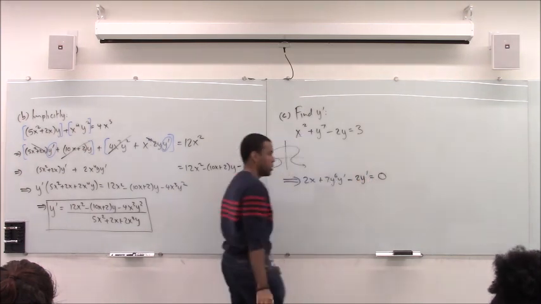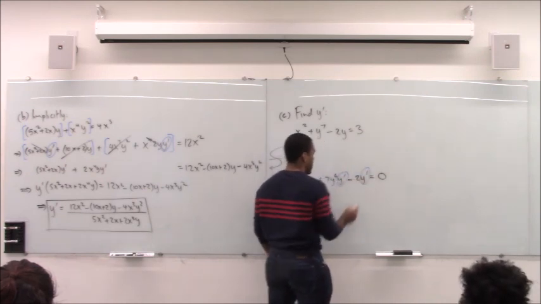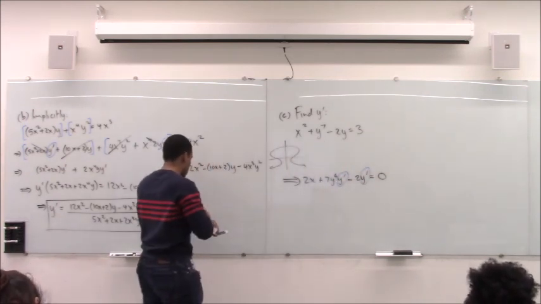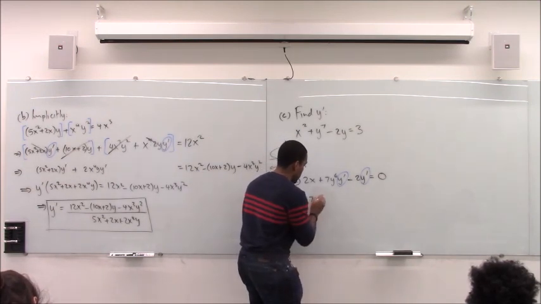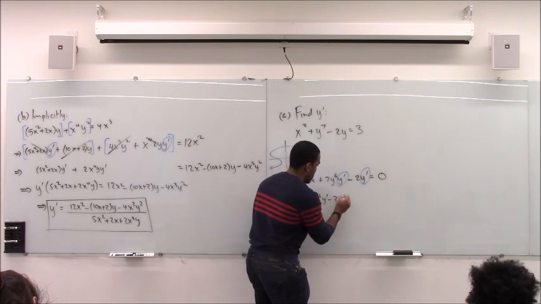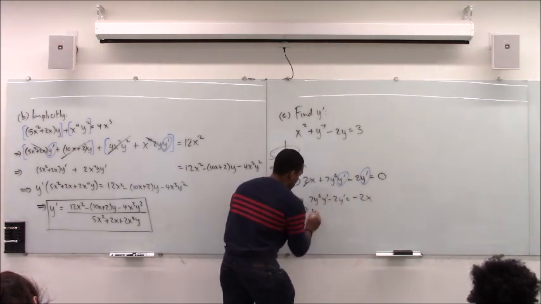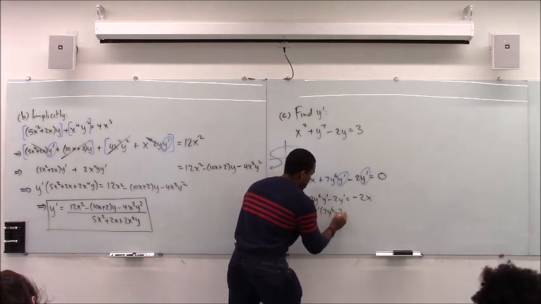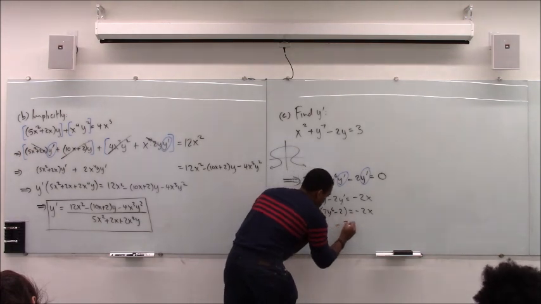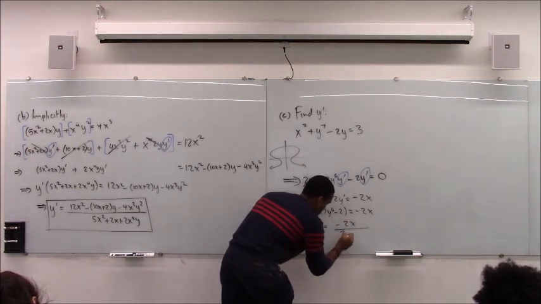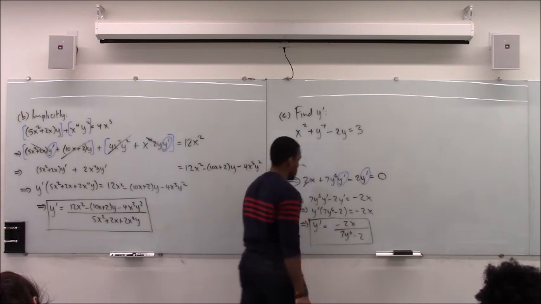Now your y prime is just some guy in an algebraic equation that you want to solve for. So you're just going to isolate it. You have 7y to the 6 y prime minus 2y prime. You're going to move the 2x to the other side, factor out the y prime, and then divide both sides by that thing. So it's 7y to the 6 minus 2, and that is going to be your answer.